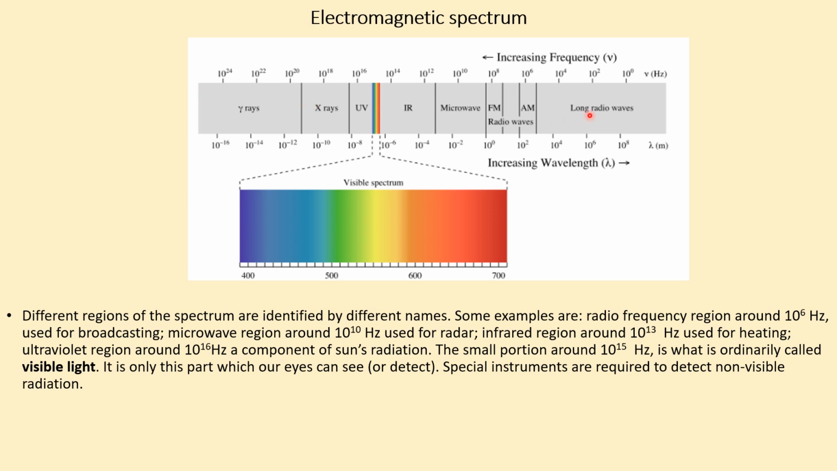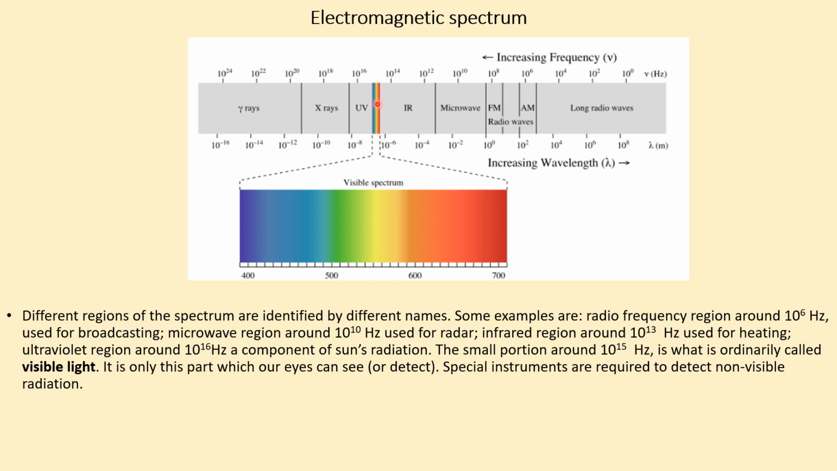Some of the examples are the radio frequency region around 10 to the power of 6 Hertz, used for broadcasting. Microwave region around 10 to the power of 10. Infrared region around 10 to the power of 13 Hertz, used for heating. Ultraviolet region around 10 to the power of 16 Hertz is a component of the sun's radiation. There is a small portion around 10 to the power of 15 Hertz, which is called visible light.